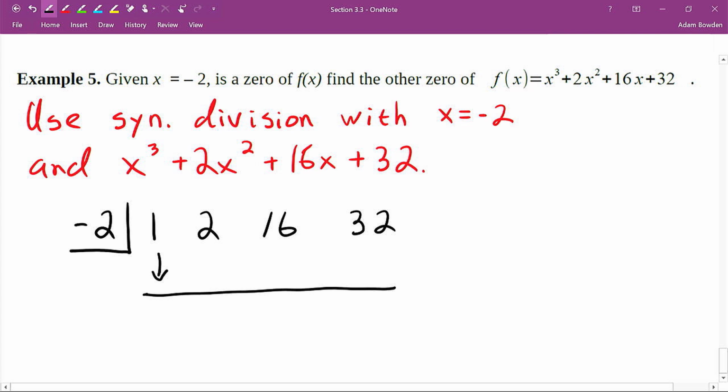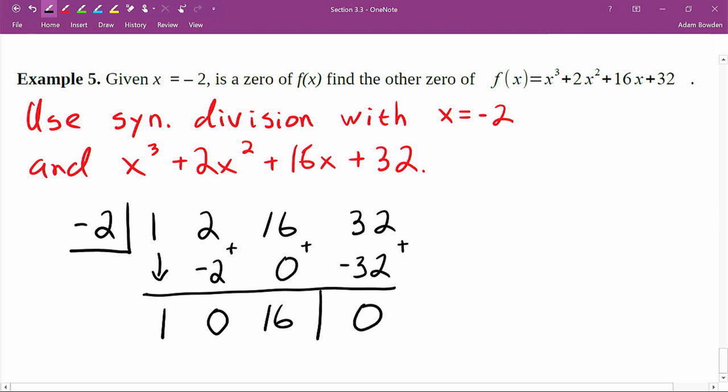Feel free, if you'd like, to pause the video here if you want extra practice with synthetic division. In a second, I'll go ahead and work it through. Bring down the 1. 1 times -2 is -2, plus, with the positive, would get a 0. But then -2 times 0 is still 0, plus 16 is 16. 16 times -2 is -32. Added together, those are 0.